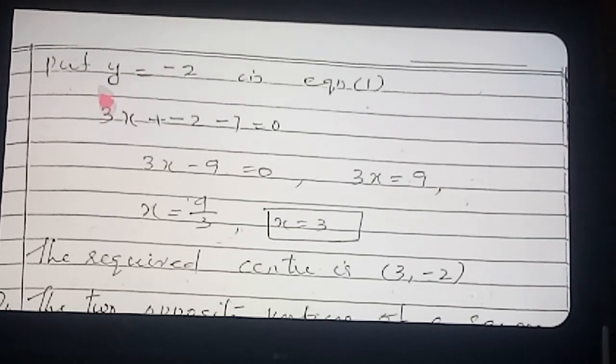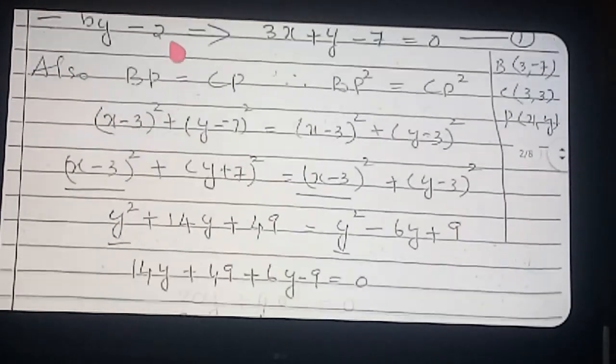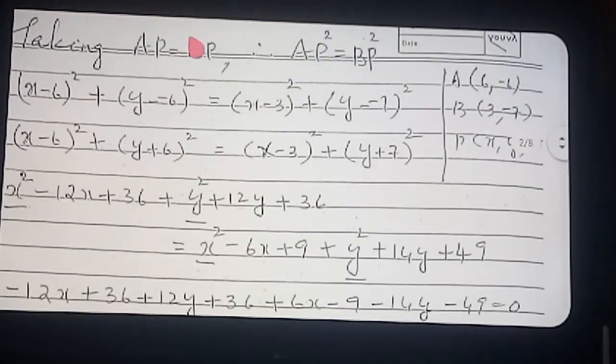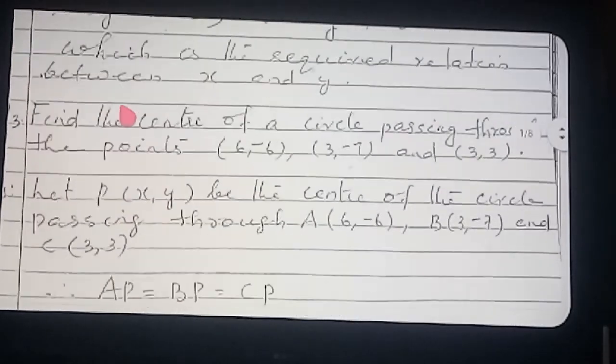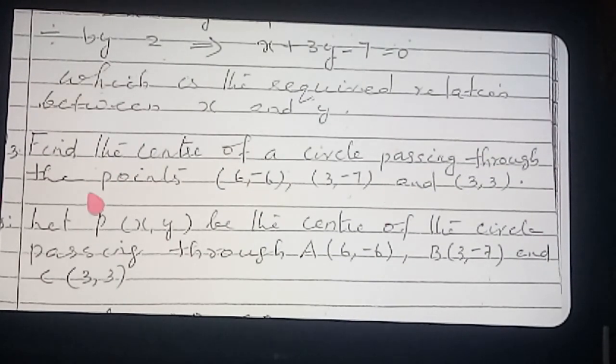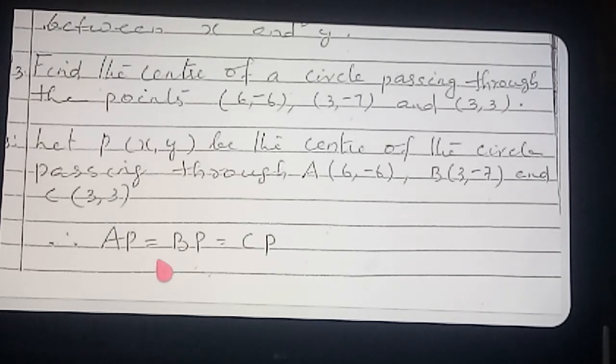Once more you can go through the points. This type of sums are very important also. See here, your question is this one. Understand the question and make it clear: find the center of the circle passing through these 3 points. Very clearly you know that if this is the center and A, B, C are on the circle, surely the distance between each point and the center will always be equal. That is why I wrote AP, BP and CP are equal. Therefore, AP, BP, CP are the radii of the circle.